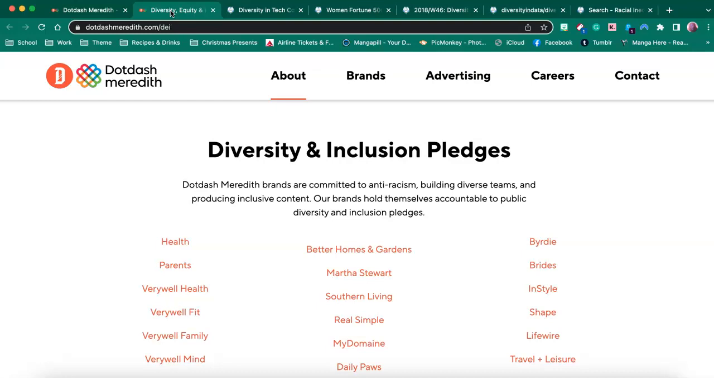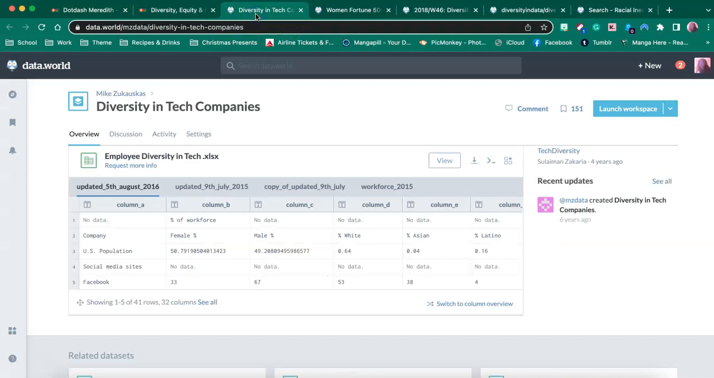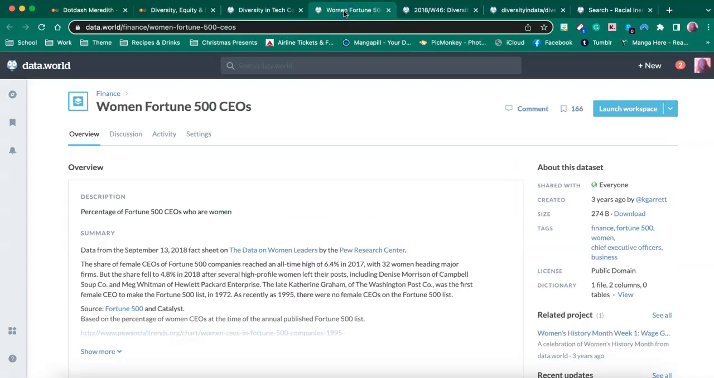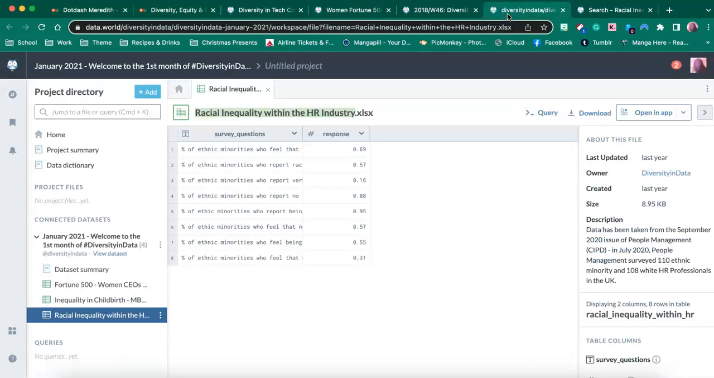to make sure it has no anti-Semitism, no racism and hate within our content. So not only is our content created for people of color, but it's also created for people who are non-binary and also part of the LGBTQIA community. Today I will be talking about diversity within tech companies, the Fortune 500 CEO, and also racism within the HR industry.